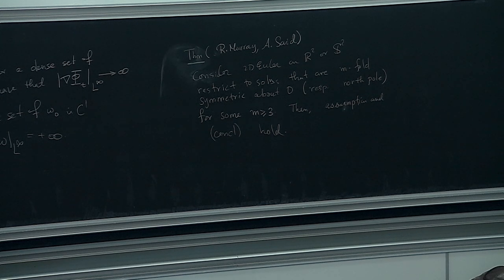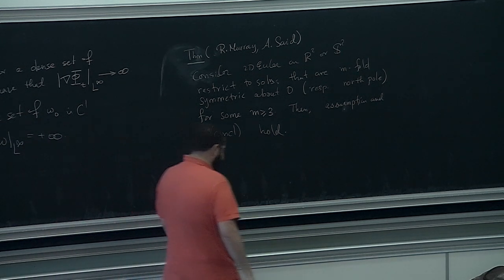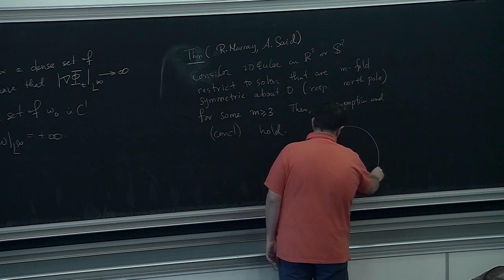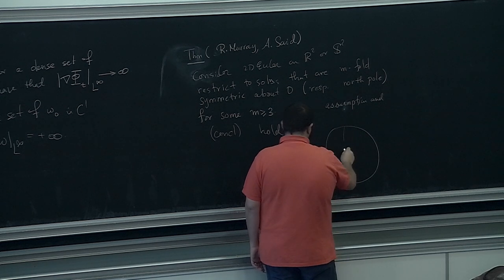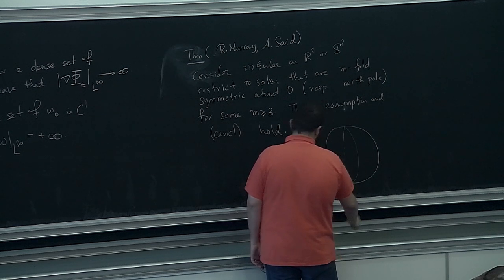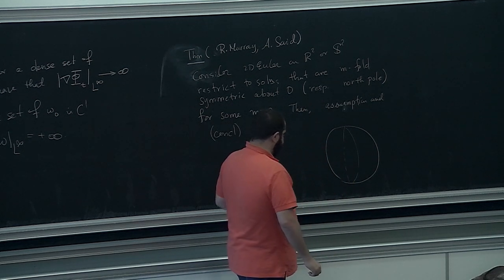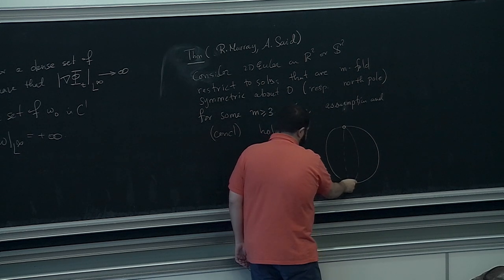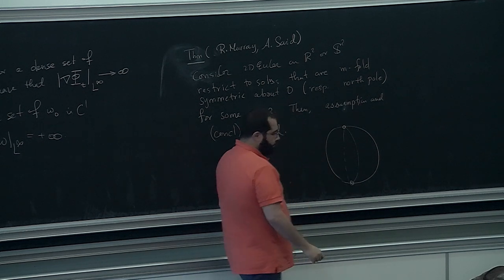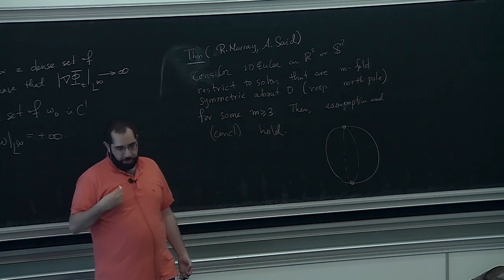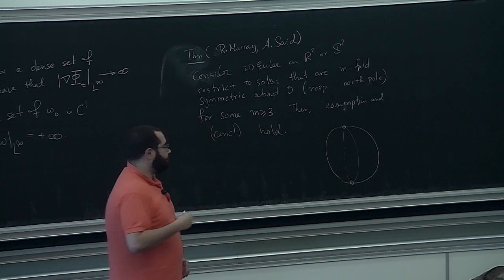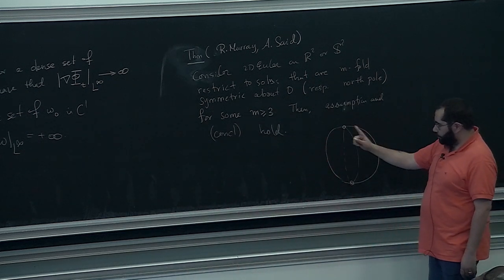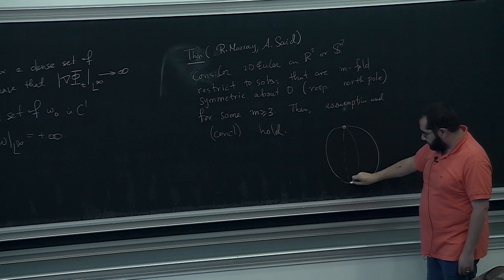Okay, and it's a very simple idea. You just think you can do it on R2, but it's maybe nicer to think of it on the sphere. You just suppose that because it's M-fold symmetric, the north and south poles, or 0 and infinity, are fixed points. Okay? So they're not moving, because you have symmetry this way. The velocity vanishes at these points.